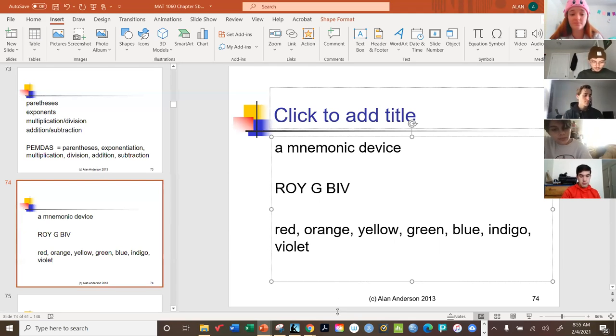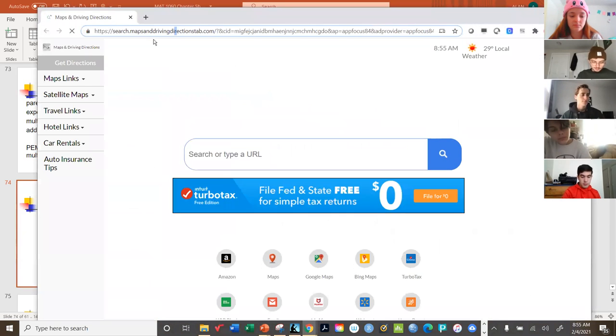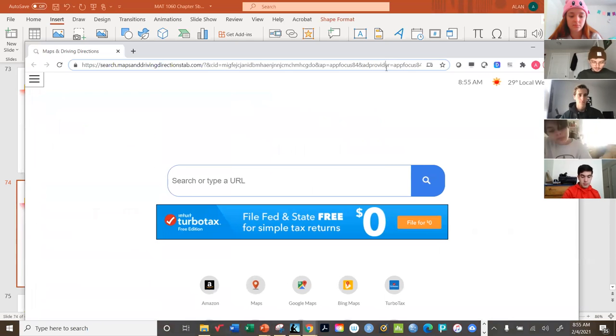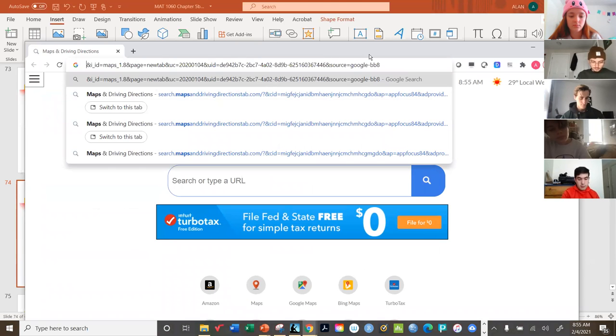And in fact, while we're on the subject of mnemonics, this is always fun because it's so easy and quick with the internet. Let's try this.